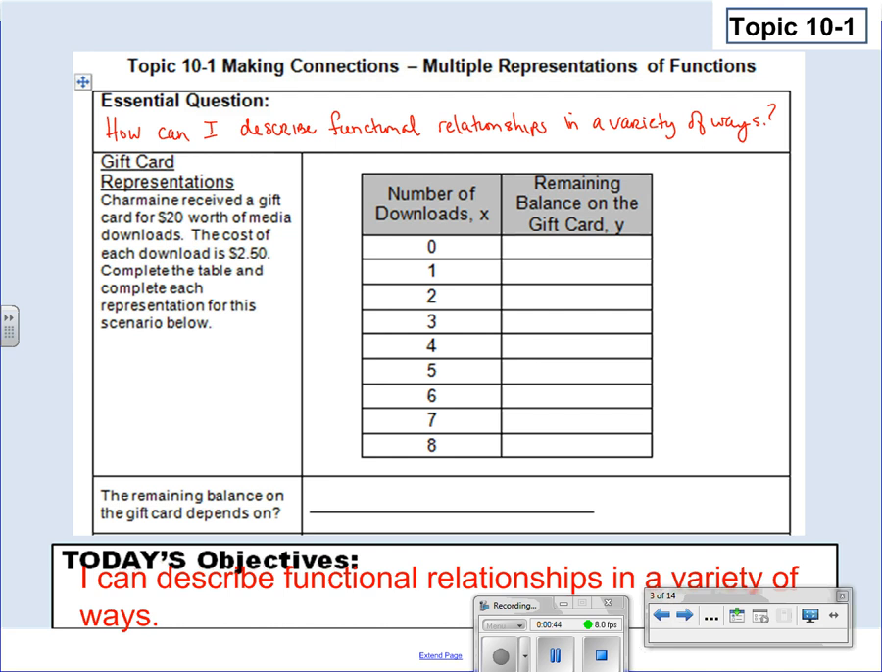We're going to talk about a gift card representation. Charmaine receives a gift card for $20 worth of media downloads. The cost of each download is $2.50. We're going to complete the table and complete each representation for this scenario. So our table shows us, after no downloads, what is the remaining balance of the gift card? If I look at what's given, it says the gift card starts off at $20. So if I don't download anything, we have a beginning balance of $20. This $20 is our beginning amount.